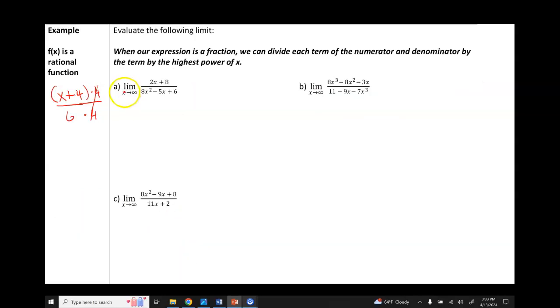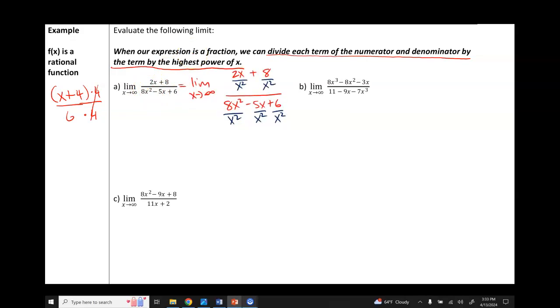But when you have a fraction, as long as we multiply or divide each term by the same thing, then we essentially divide it by or multiply by 1, so it doesn't change anything. So what we're going to do here is, when you have a fraction, we can divide each term of the numerator and denominator by the highest power of x. Like in this case, the highest power of x is x squared. So we're going to divide every single term by an x squared. Okay, let's see what happens.